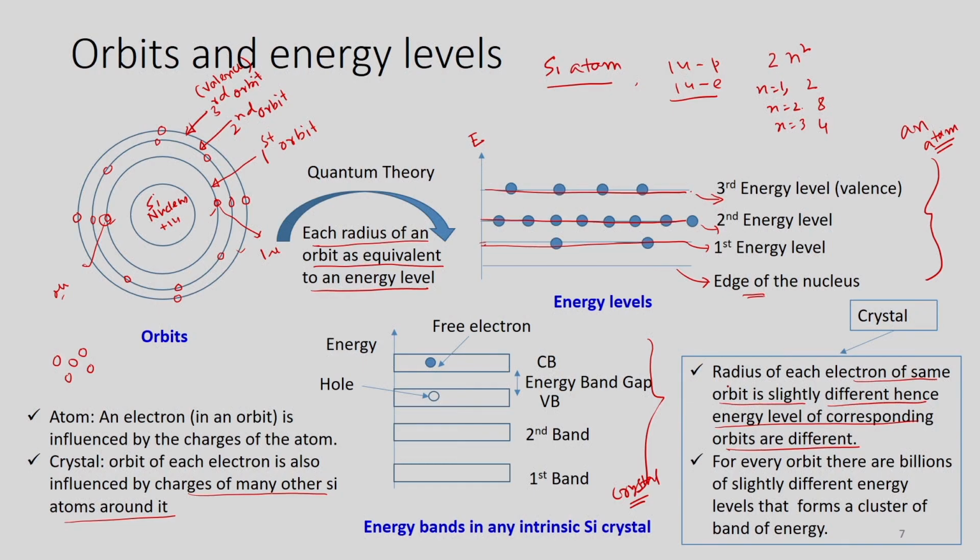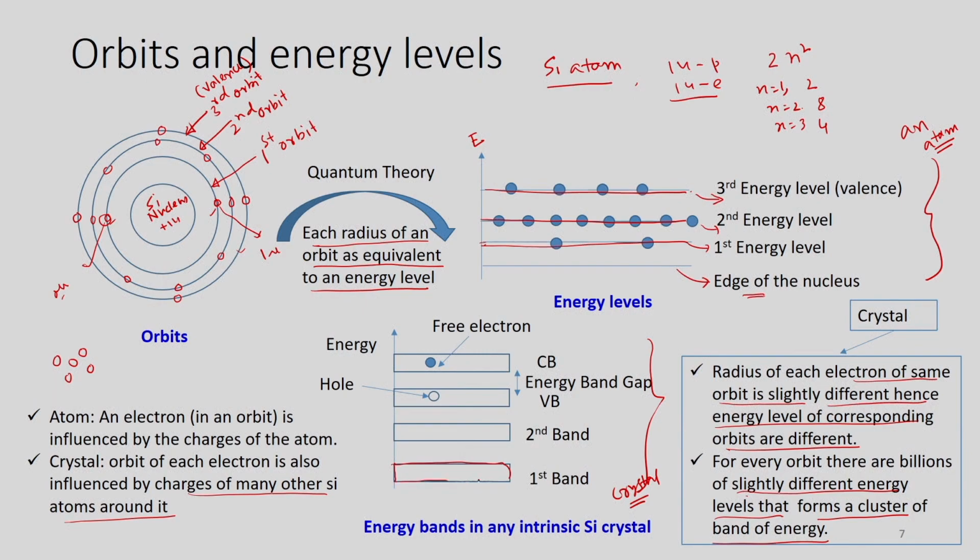So one more time I am reading it: the radius of each electron of the same orbit is slightly different, hence the energy levels of the corresponding orbits are different. So for every orbit there are millions of slightly different energy levels that form a cluster, a band of energy. That's why you see these kinds of blocks, not a single line, for crystals. This is very, very important. These blocks indicate there are billions of different energy levels, and that is known as a band, a cluster of energy, right?